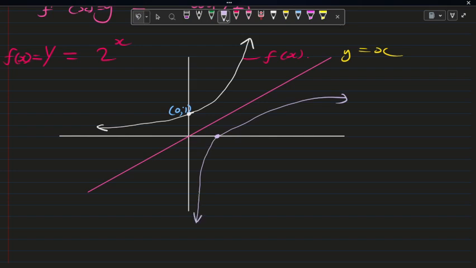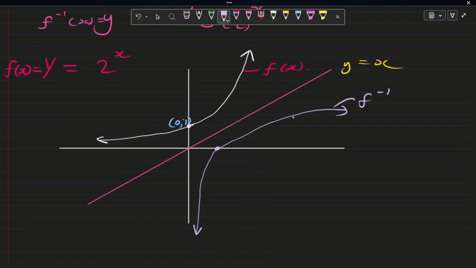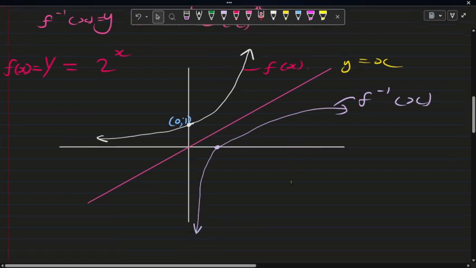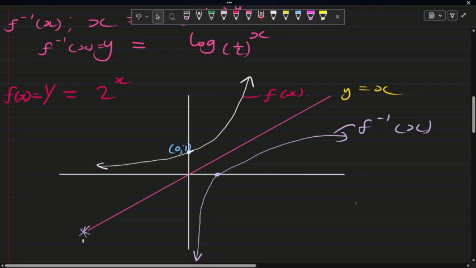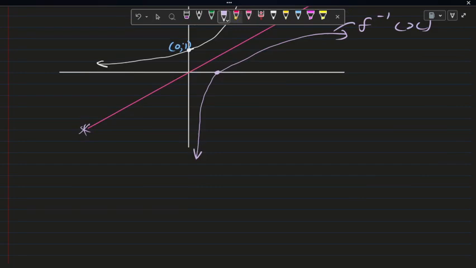Something more or less like that. Okay, that's much better. So this is the inverse function, f inverse of x. The point is that the inverse function is basically the reflection of the function over the line y is equal to x. Okay, let's do another example.